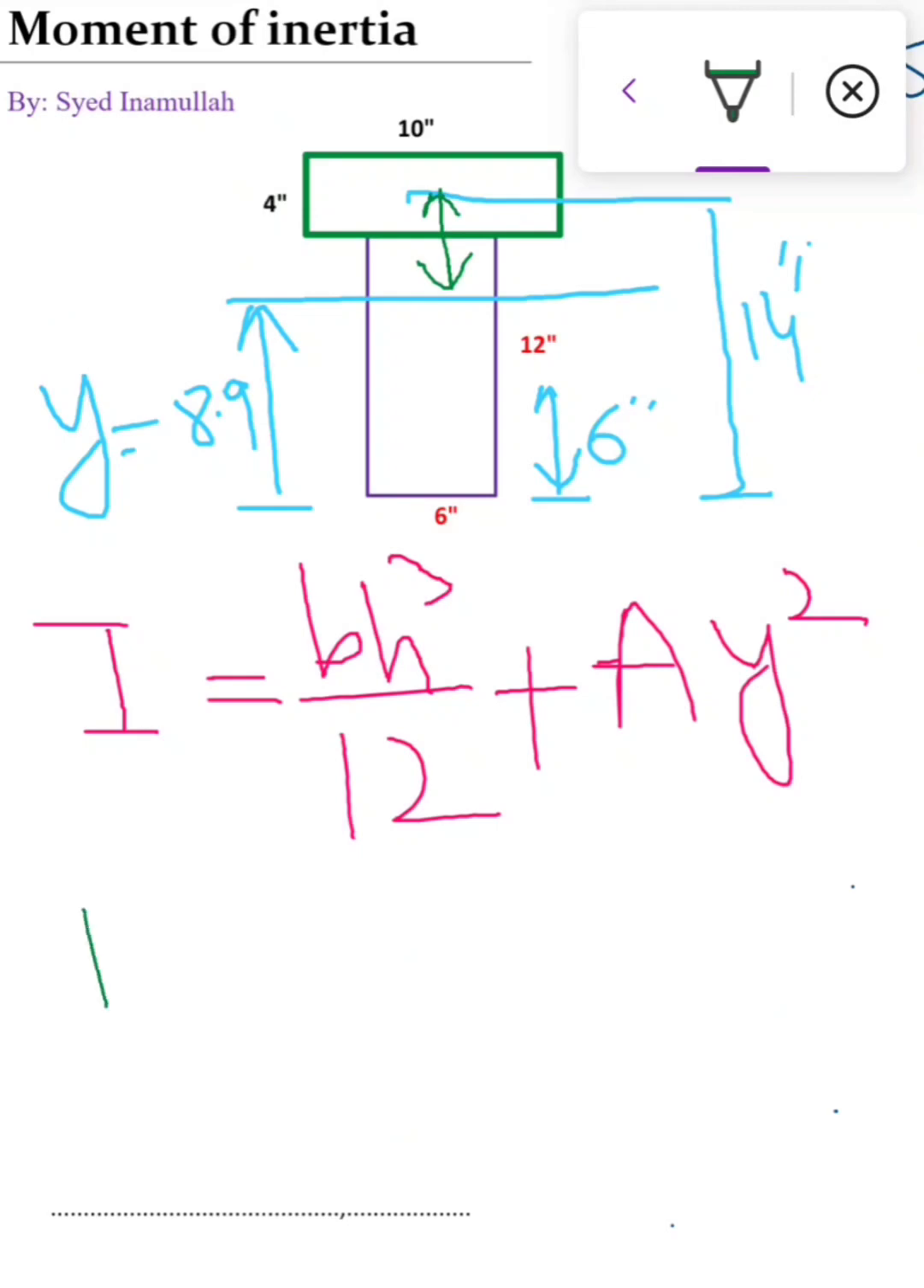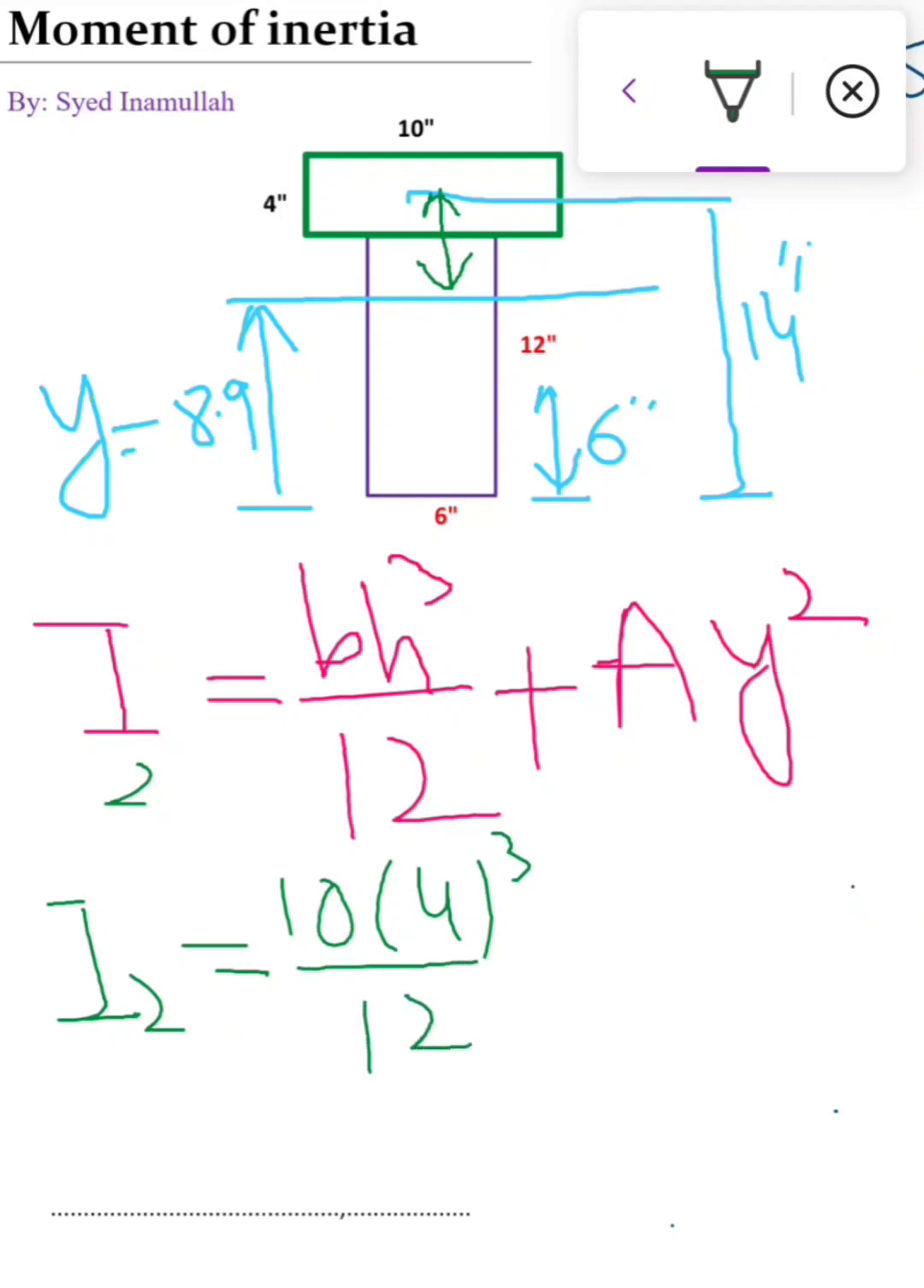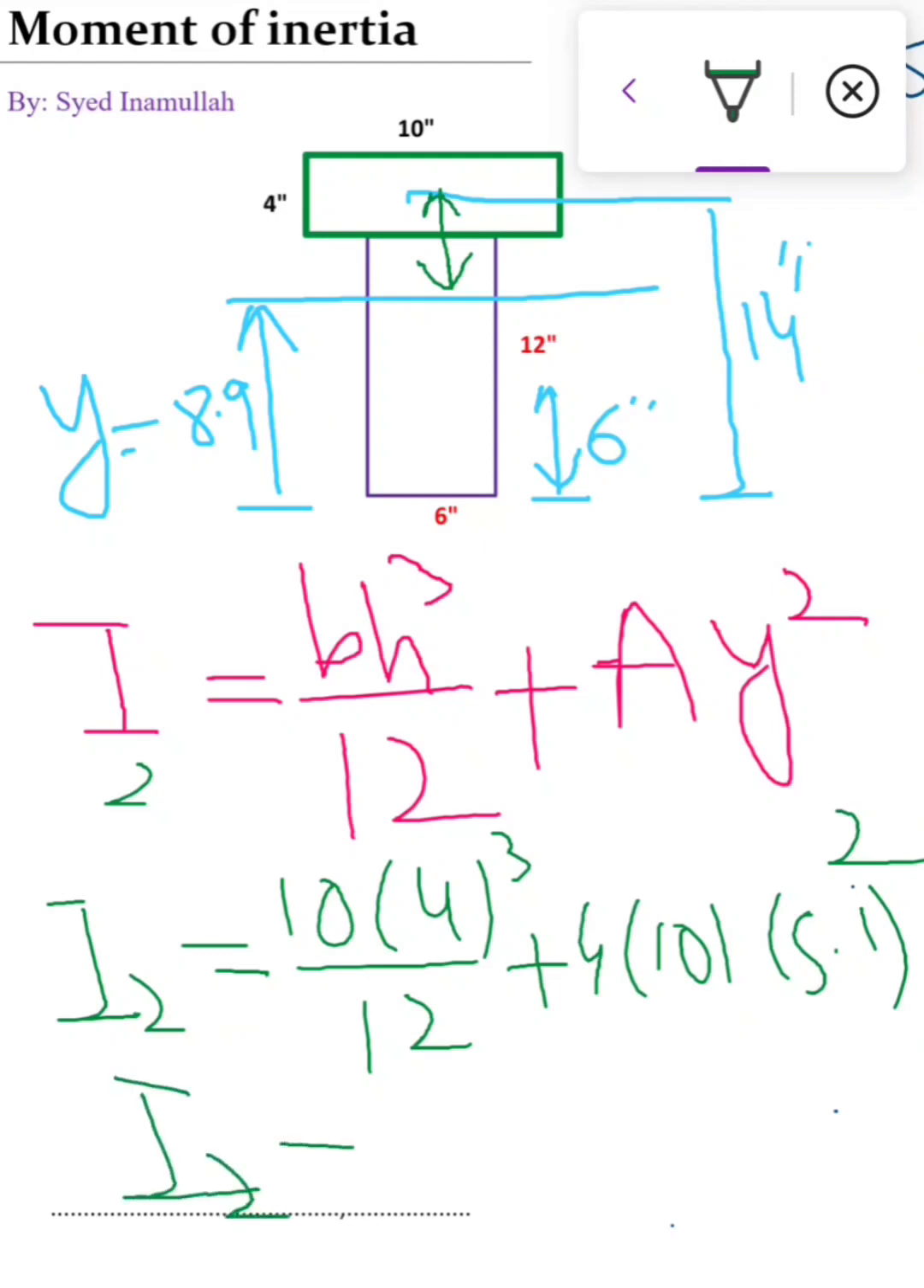Now putting the values, B is 10 and H is 4 cube divided by 12, plus A is 4 into 10, into y, which is 5.1 square. When we do the calculation, we will get the value of I2. So the moment of inertia for the second figure comes to 1093.73 inch raised to the power 4. This is the moment of inertia for the second figure.